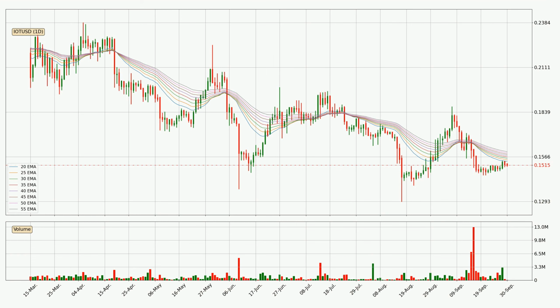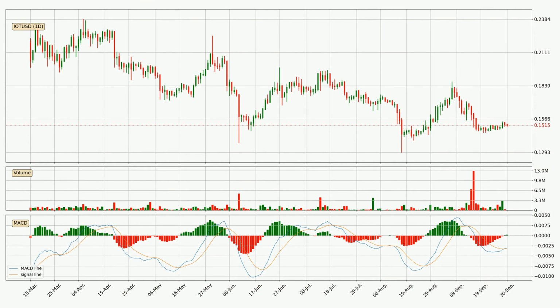Looking at the daily MACD, the MACD line is above the signal line, which shows that the current trend is on the upside. Looking at the MACD histogram, we can see that the momentum is strong at the moment, and we can expect the price to continue growing, or maybe at least remaining the same for some time.